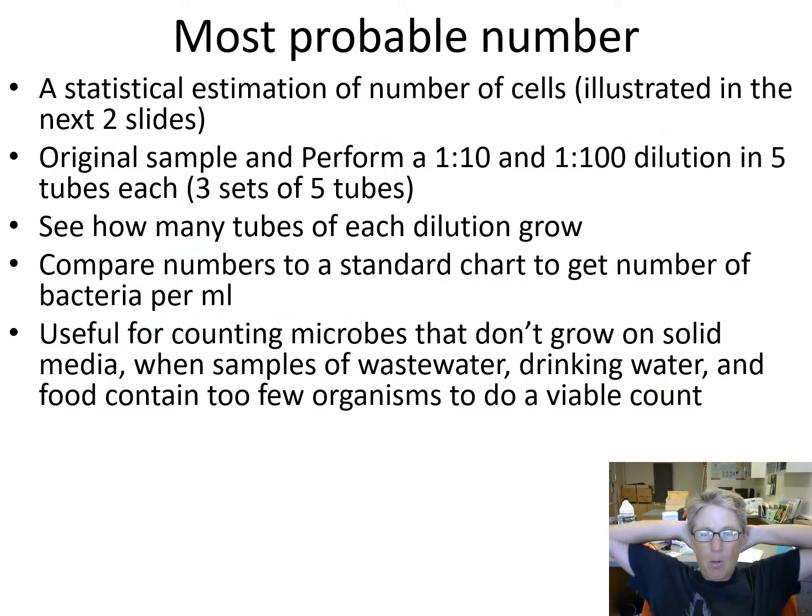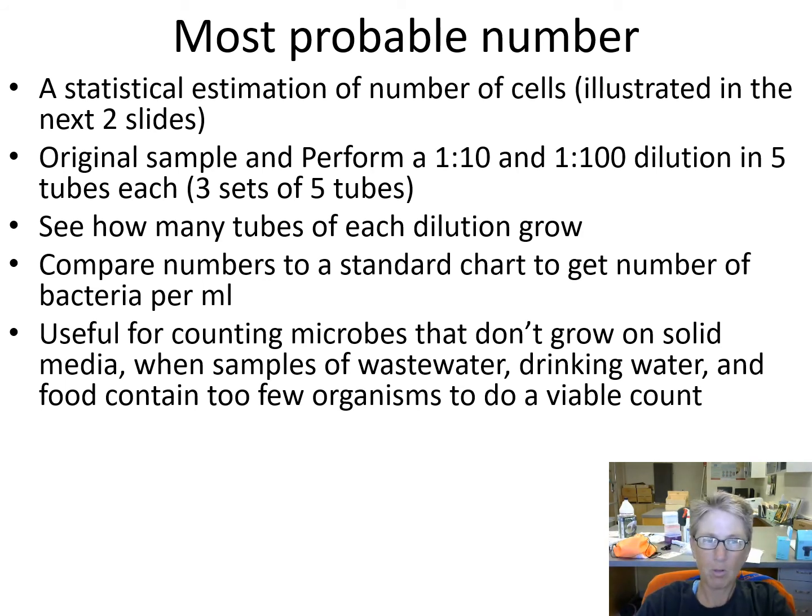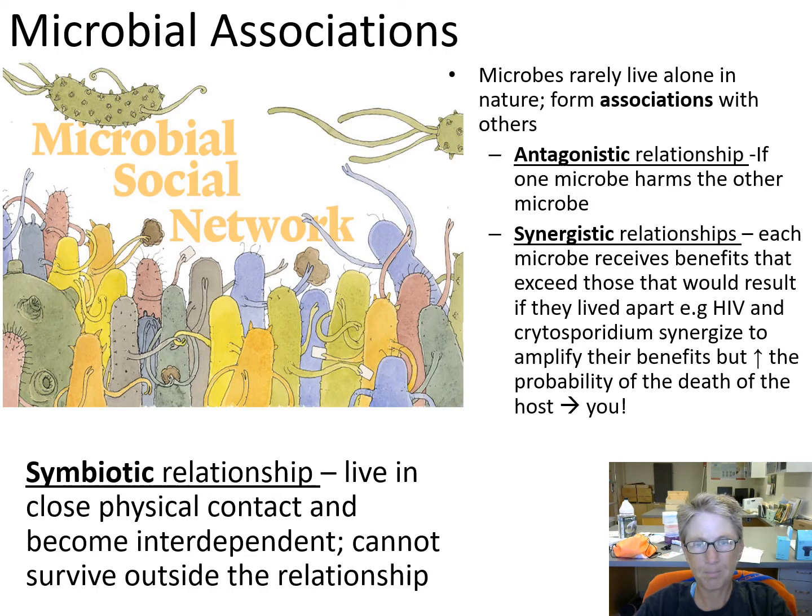So most probable number is just a statistical estimation of the number of microbial cells that you have. It's useful for counting microbes that don't grow very well on solid media, so you can't grow them on those agar plates. If you're using samples of wastewater or drinking water, and there's too few organisms to do a viable count, this is a good way to count them.